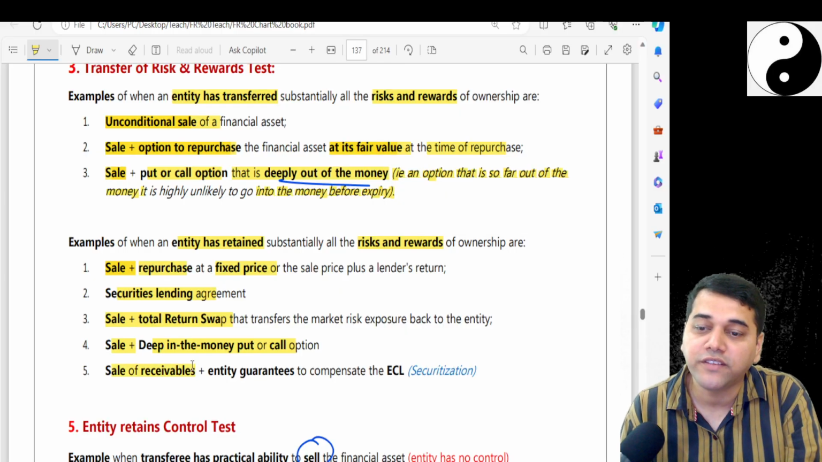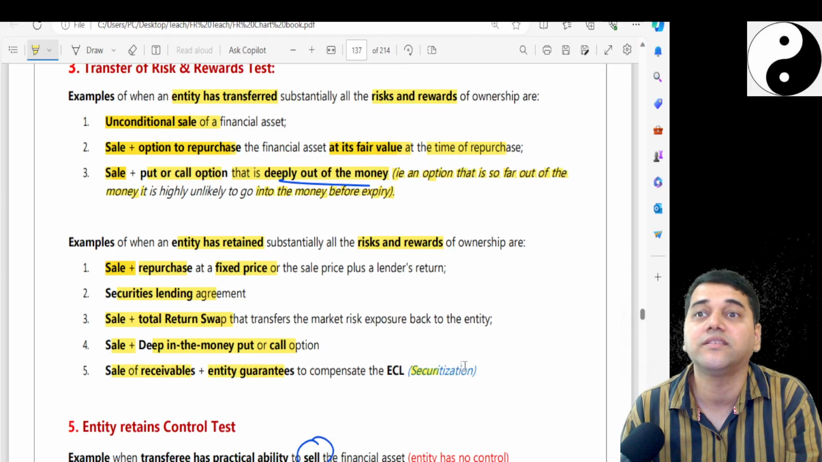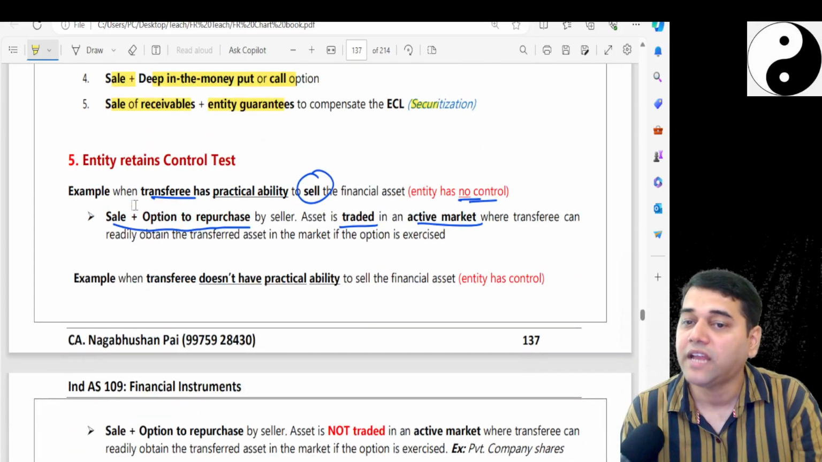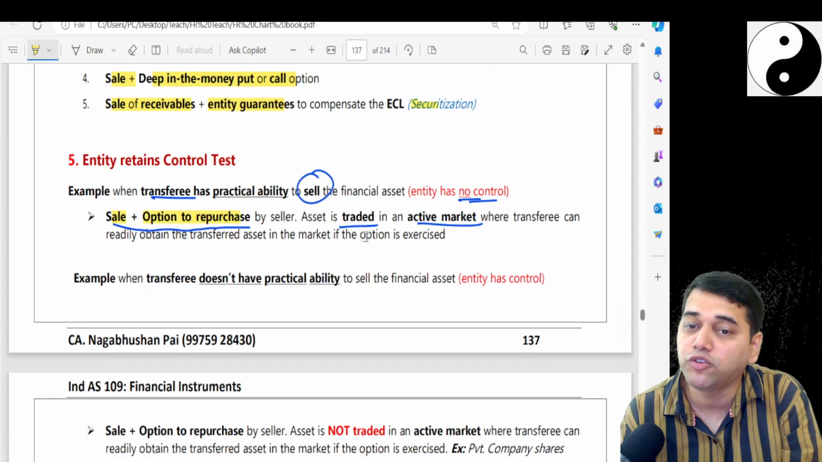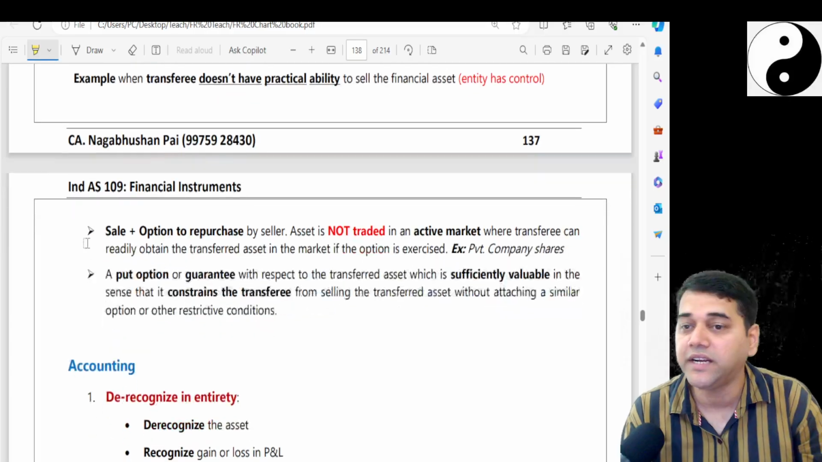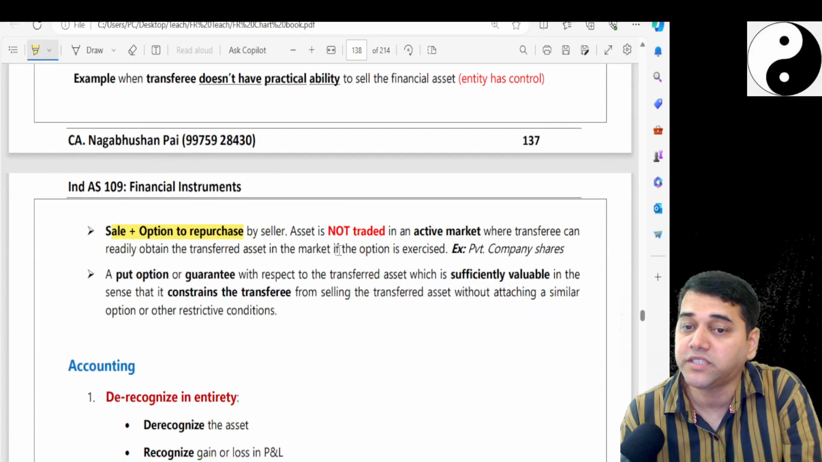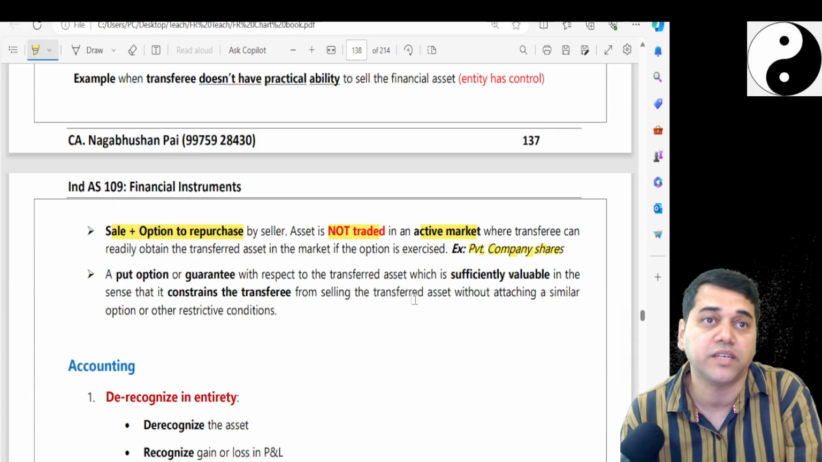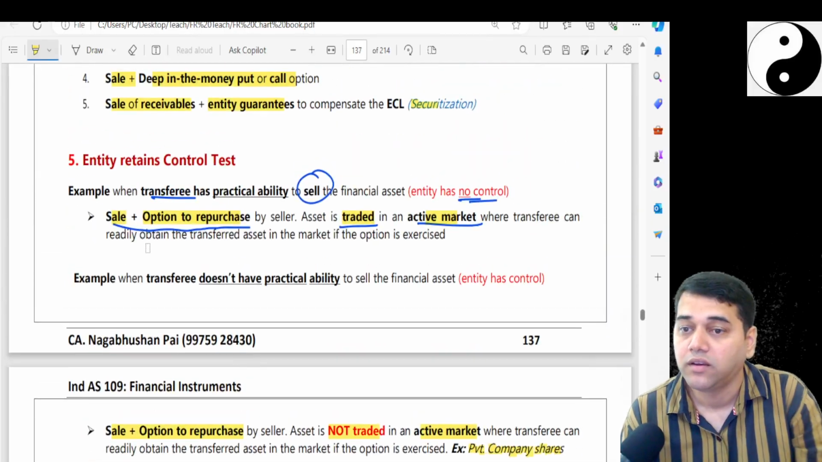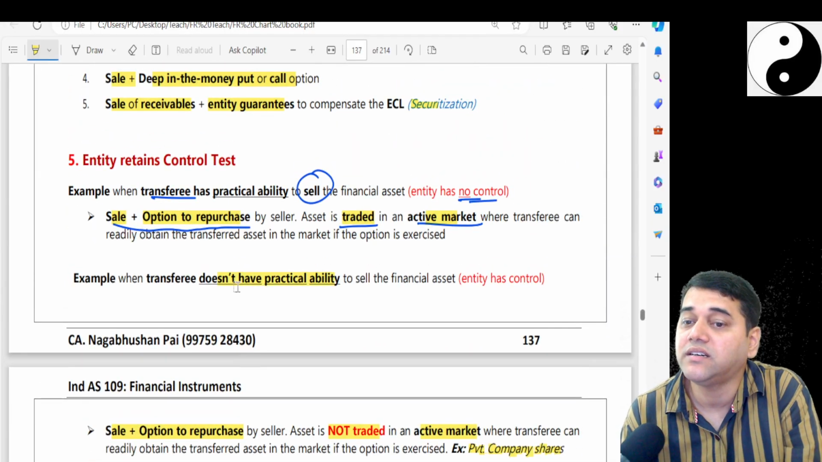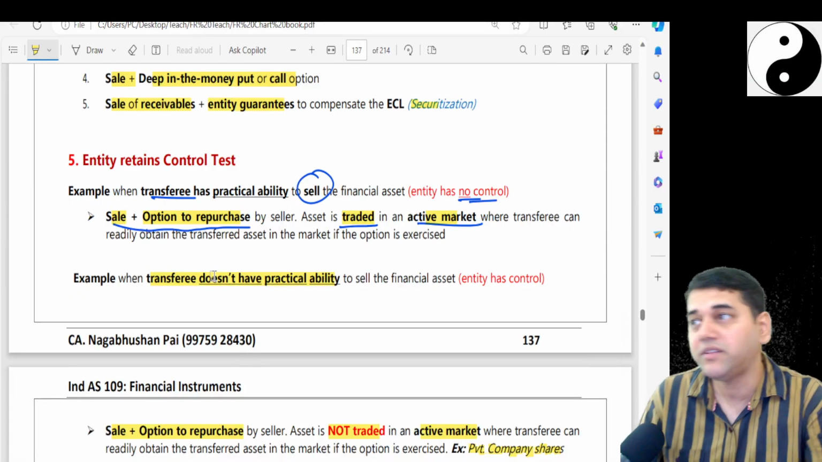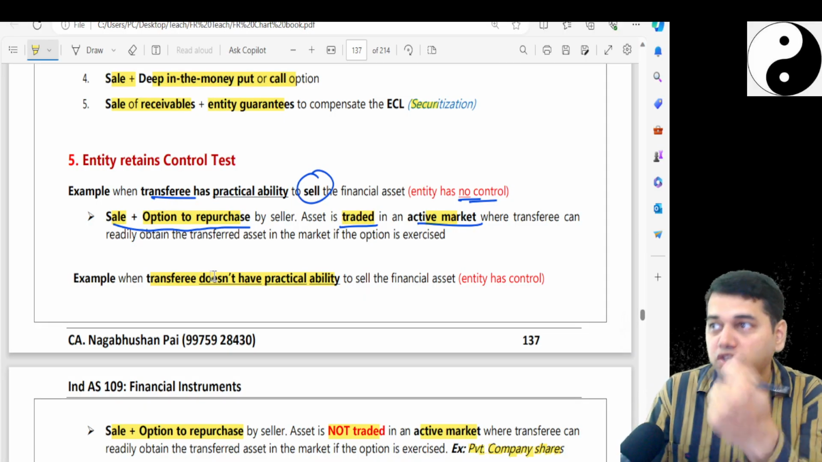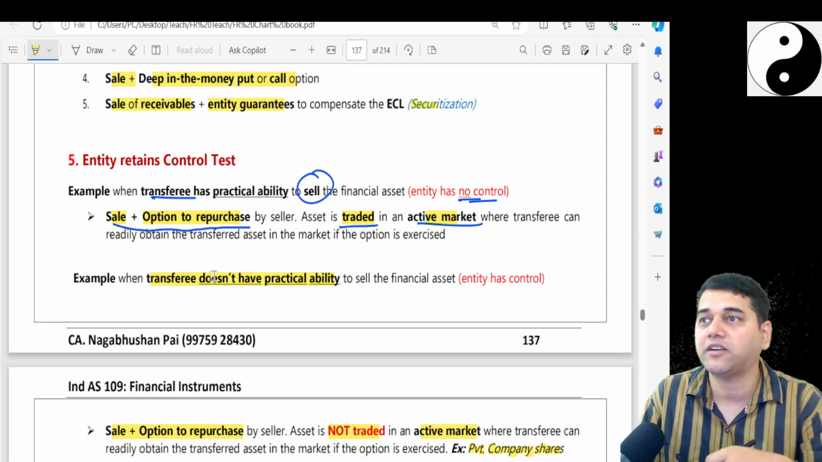And sale of receivable plus entity guarantees, securitization. These are all cases where you have not transferred the risk. And when you have retained the control: sale plus option to repurchase where the asset is actively traded; sale plus option to repurchase by the seller where the asset is not traded in the active market, like private company shares. These are all the examples where the transferee doesn't have control. That means even though I have sold to you, you literally don't have control because I enjoy one option. I can buy the shares back to me.